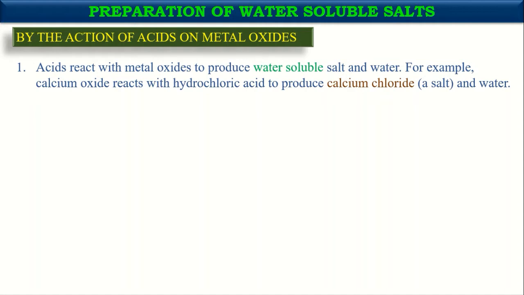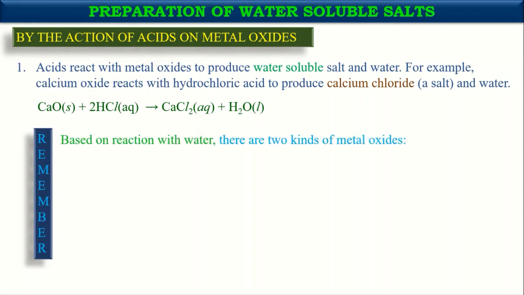You should know that acid reacts with metal oxide to produce water-soluble salt and water. For example, calcium oxide reacts with hydrochloric acid to produce calcium chloride and water. You can see this in equation.